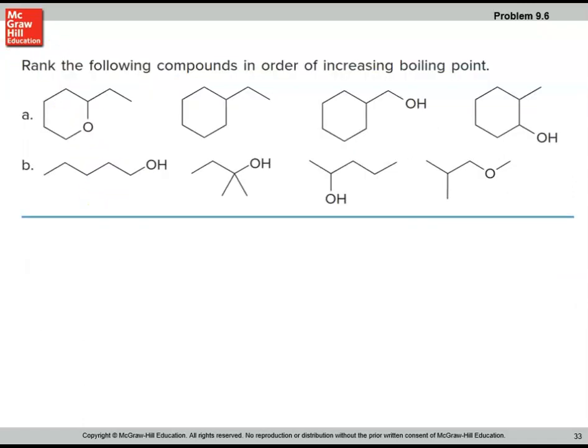Based off of that information, we should pretty quickly be able to rank these compounds, and this is something that I would like you to do. I won't go over the answers with you now, but if you have questions about this, I'd be happy to discuss this in class.